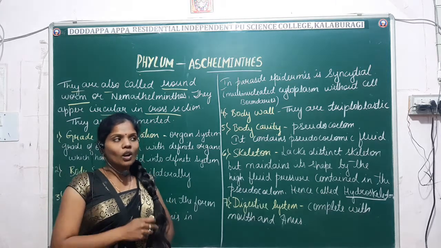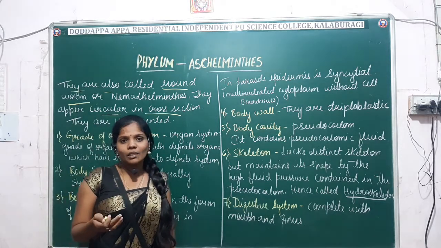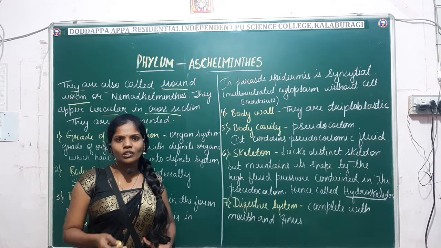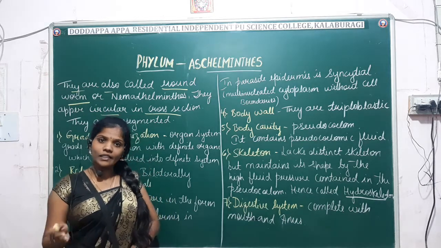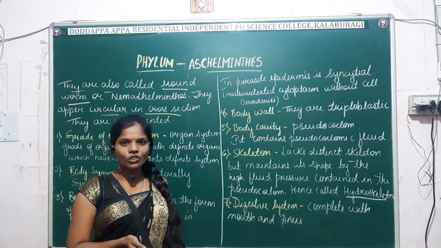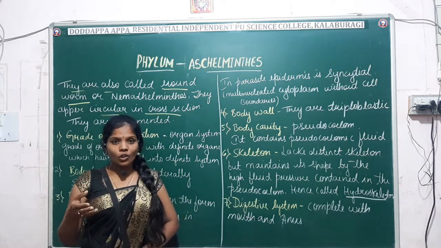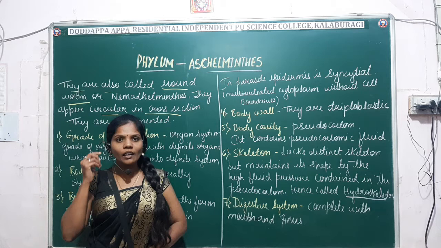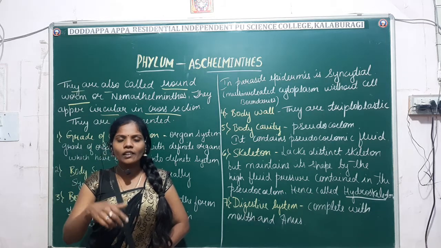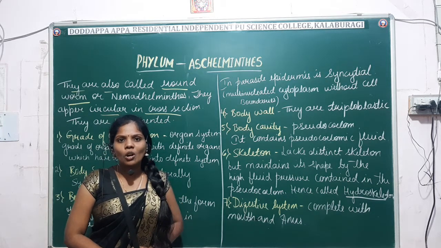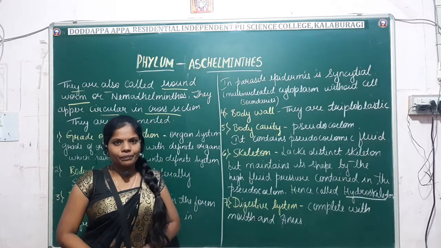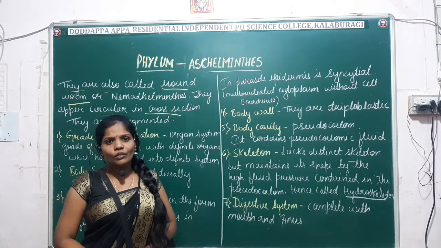Aschelminthes are seen in almost all habitats. They are aquatic, found in fresh water as well as marine water. Some are seen in moist soil and some are parasites, and the most common parasite is the roundworm. These are the general habitats of the Aschelminthes.